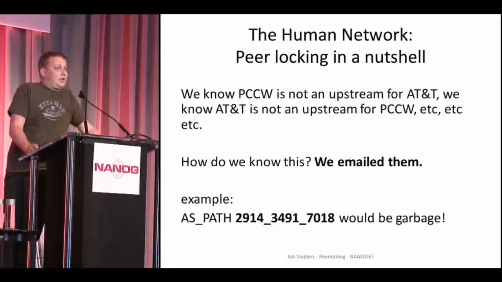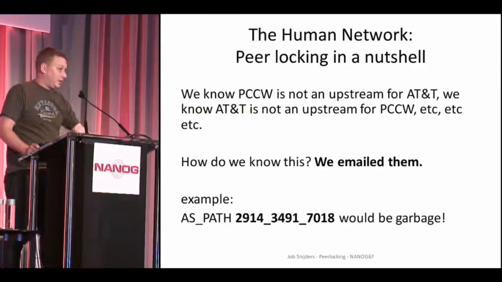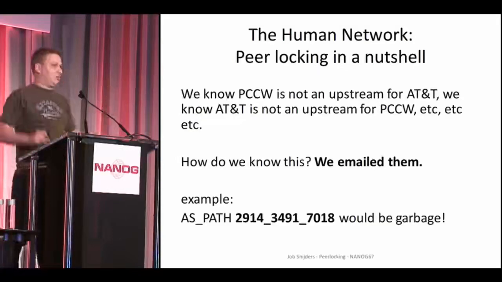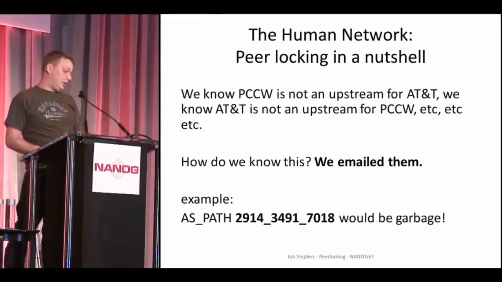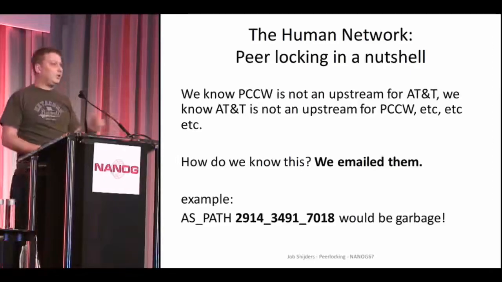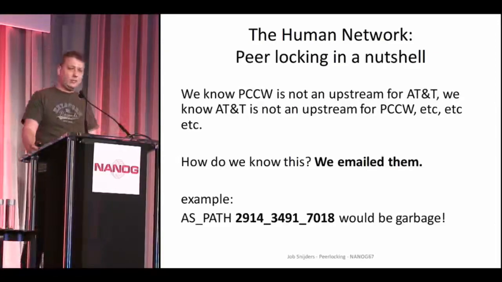Peer locking, in a nutshell, is that you ask your peers, who are your upstreams? And maybe your peer says, I have no upstreams. That is valid. Or maybe your peer says, these two networks are valid upstreams. These two networks are the only authorized intermediate networks that can exist between our two autonomous systems.